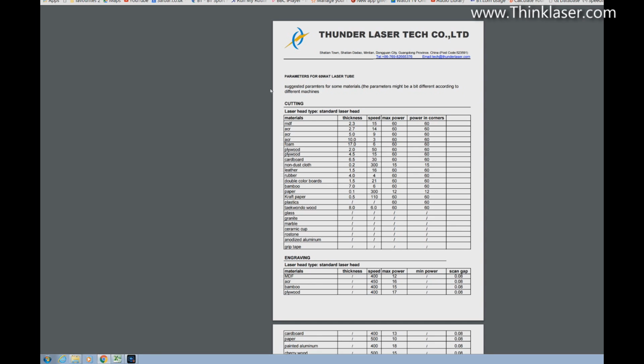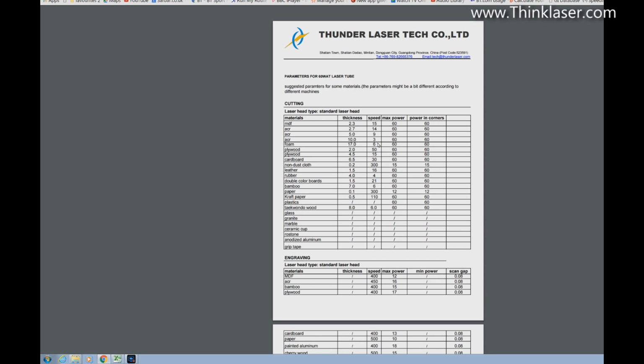There is a catch-all at the top here which covers them to a certain extent, which basically says suggested parameters for some materials. They're not saying these are absolute parameters, suggested parameters. And it says, again, the parameters might be different according to different machines. Now, the other thing that you'll notice about this table is they do mention foam in here, which, depending on what sort of material, plastic you're talking about, could be producing toxic chemicals. Research it very carefully before you do it.